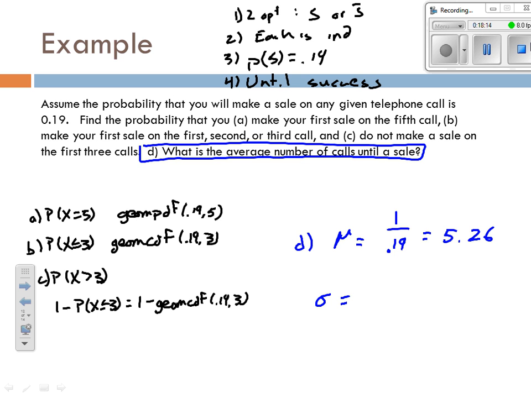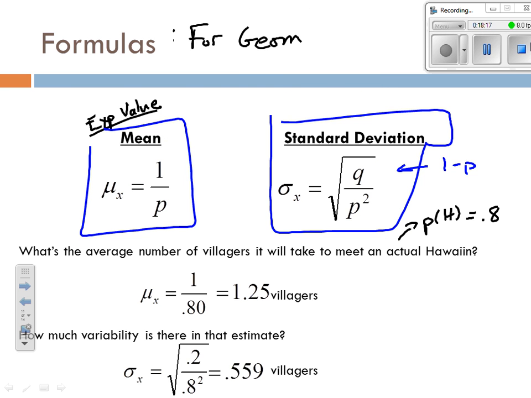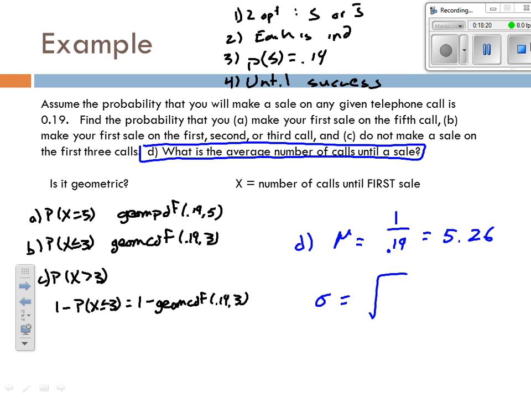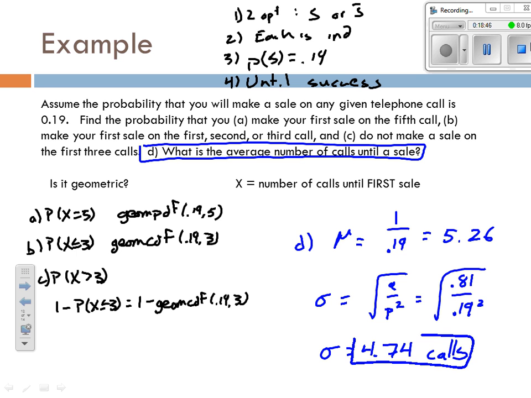And just so we can see it, the standard deviation associated with this, again, there's your formula. That's the square root of q over p squared. For us, q was 0.81, over 0.19 squared. So 0.81 over 0.19 squared, and then take the square root of that. So the standard deviation associated with this is 4.74 calls. So in other words, we would typically expect within 1 standard deviation, plus or minus, so between 1 and 9 calls, we would definitely expect to make our first sale.